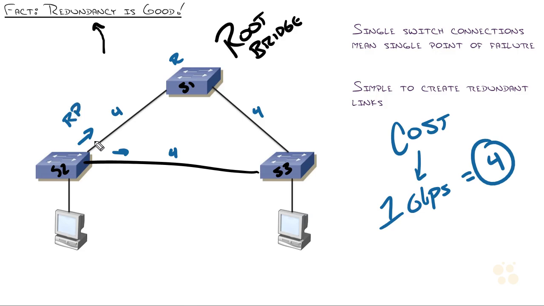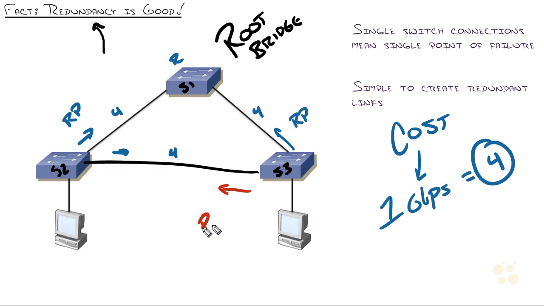Switch 3 does the same thing with the same characteristics. It's going to look and say, okay, well, this is my best way. That'll be my root port because it's only a cost of 4. The other way would be a cost of 8. Once they've picked their root port, the switches then look at all the redundant links, all of the backup ways to get to the root bridge, and realize that those could be loops. So they block them.